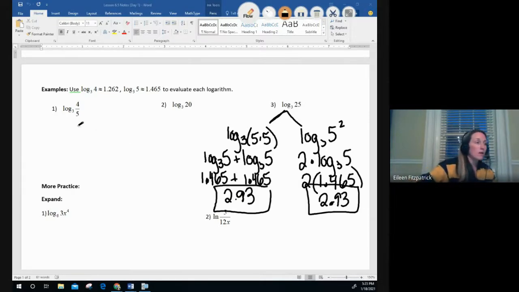So you have two different options on how to go through number 3. Again, the goal here is when you're given two different approximations, try to expand the problems in terms of log base 3 of 4 and log base 3 of 5, and then substitute.